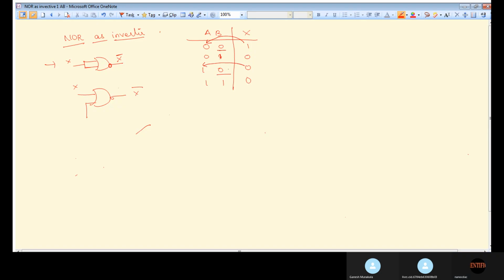Okay, and similarly if you are giving 1, nothing will happen, nothing will work if you are giving 1.